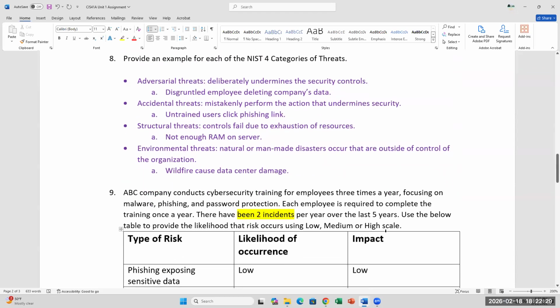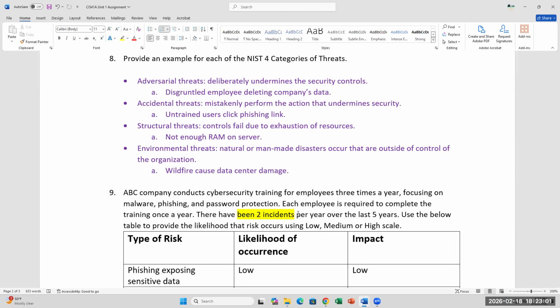So ABC company conducts cybersecurity training for employees 3 times a year. That's pretty regular. Usually they do twice a year or 1 time a year. Focusing on malware, phishing, password protection. Each employee is required to complete the training once a year. So they offer 3 times, right? They're requiring everybody to do at least once. There have been 2 incidents per year over the last 5 years.